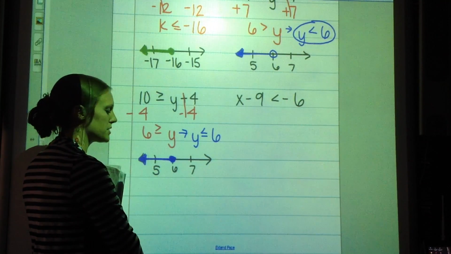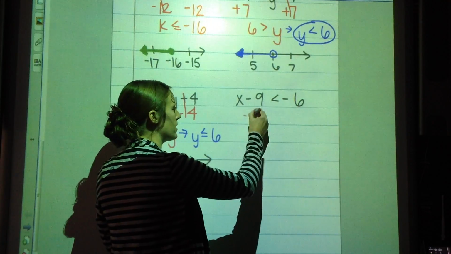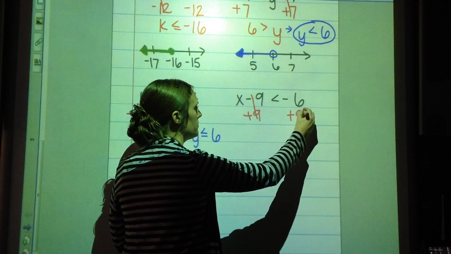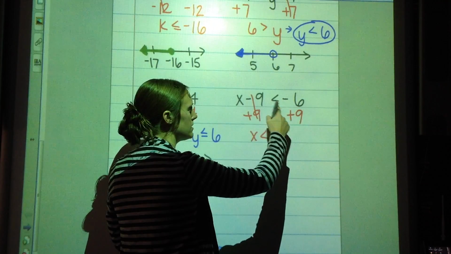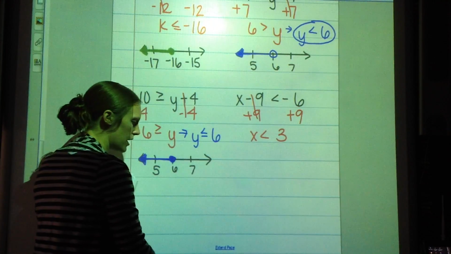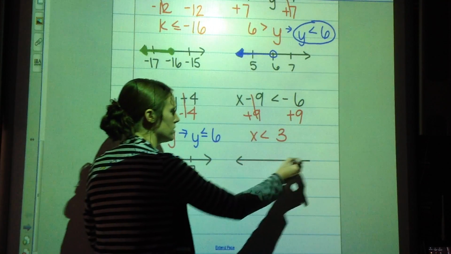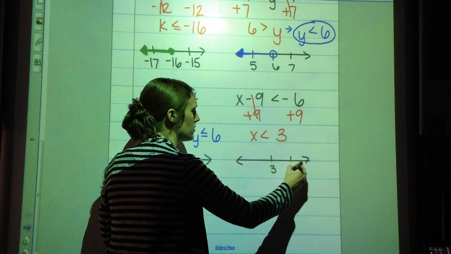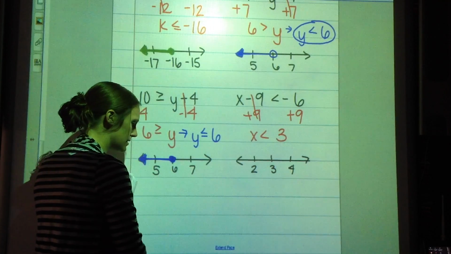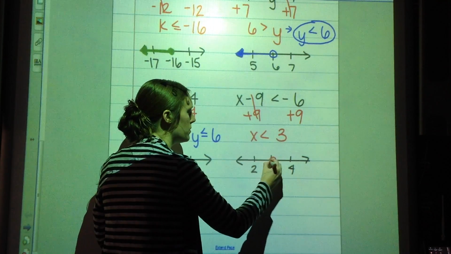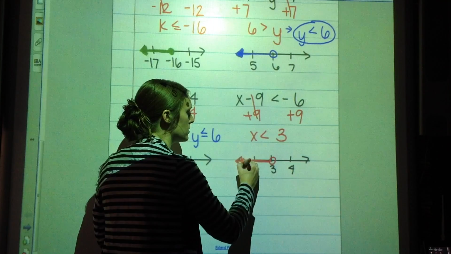This one, my variable's on the left side of the equation. I'm going to bring 9 over. So I get x is less than 3. I read this normal because the variable is first. I don't have to switch anything around. X is less than 3. Open and shaded to the left.